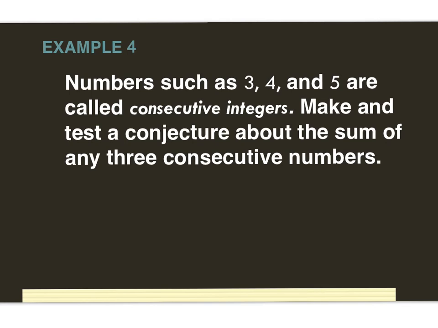Okay, example 4, numbers such that 3, 4, and 5, so this is what we were just talking about, are consecutive integers. So consecutive integers are one whole number after the other, increasing by 1. So 3, 4, 5 are consecutive integers, 5, 6, 7 are consecutive integers, okay? This is make and test a conjecture about the sum of any 3 consecutive numbers.